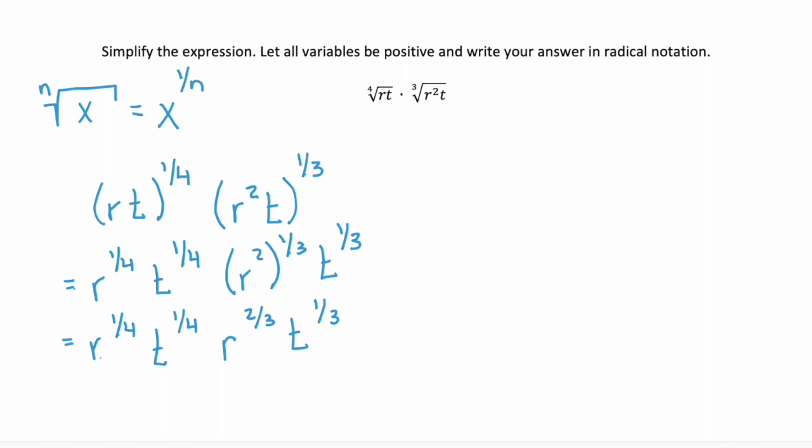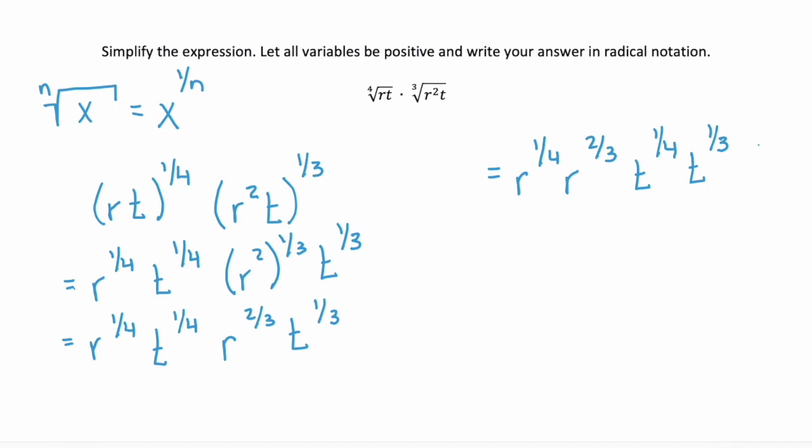Now we want to rearrange this so that our r's are next to each other and the t's are next to each other. And I'm going to move over to the right-hand side of the screen. So just rearranging, we have r to the 1/4, r to the 2/3, t to the 1/4, t to the 1/3.